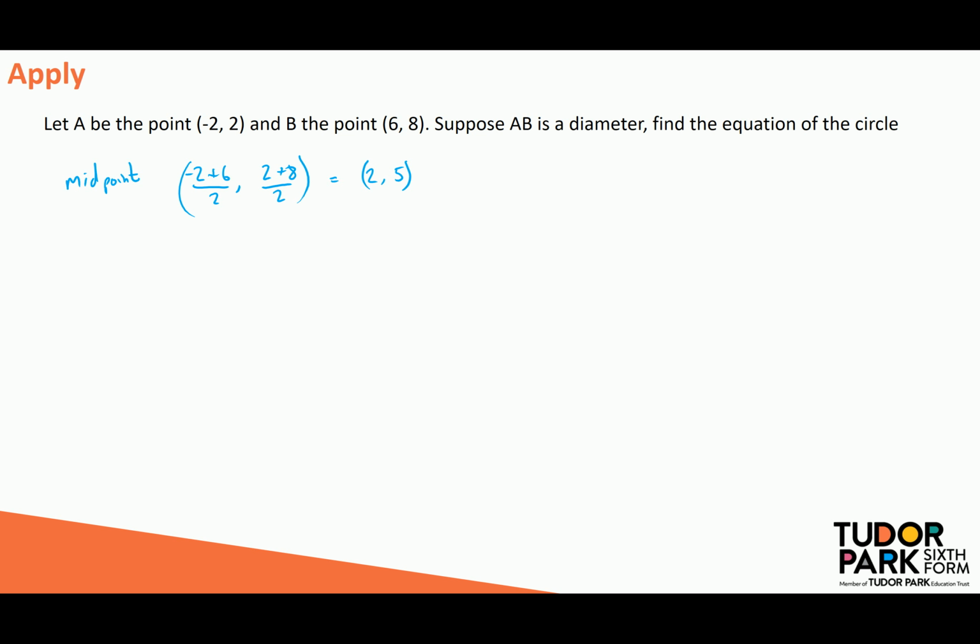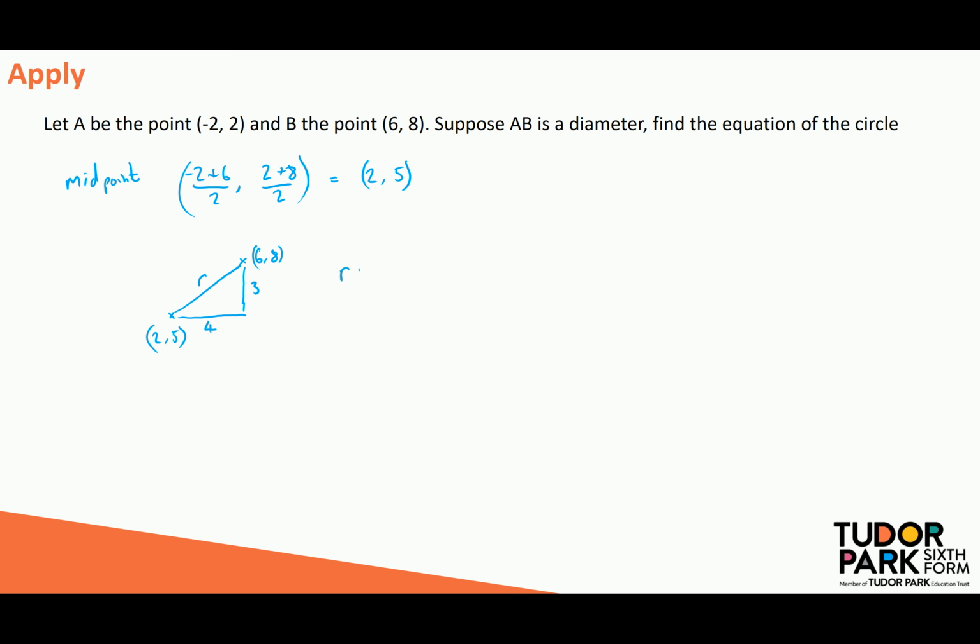The next thing that I need to know is what the radius of the circle is going to be. Well, if I know where the centre is here at 2, 5, and I know a point on the circumference, let's pick this point B, which is at 6, 8, then I can easily work out what the radius is going to be. The change in y, 8 subtract 5, is going to be 3. The change in x, 6 subtract 2, is going to be 4.